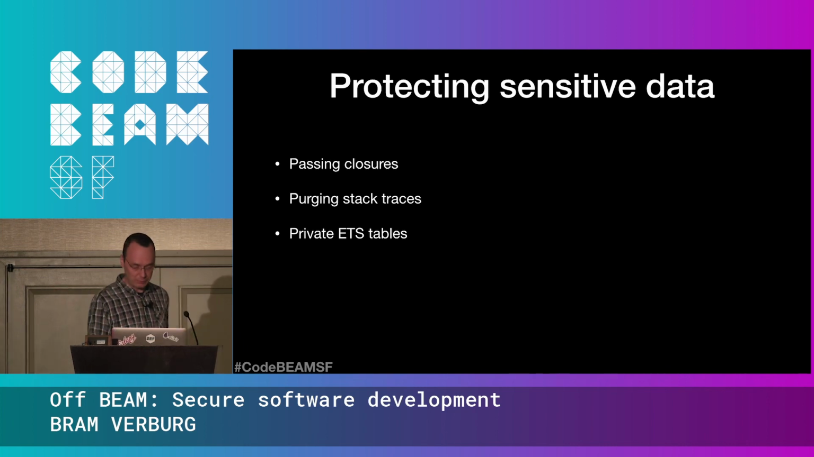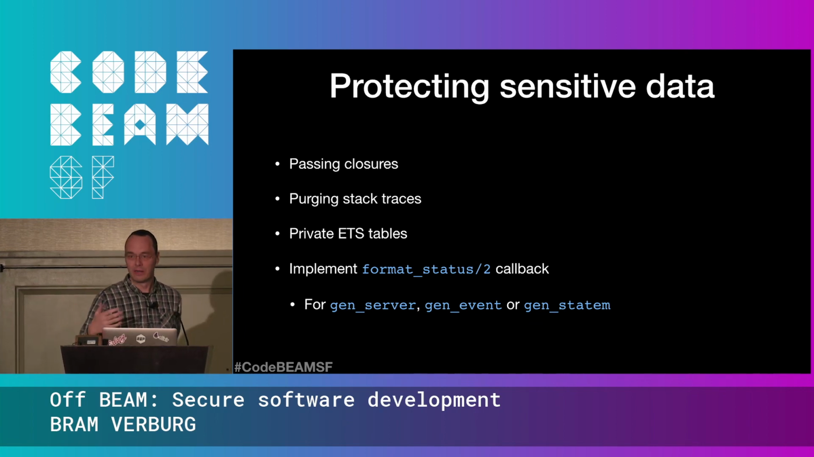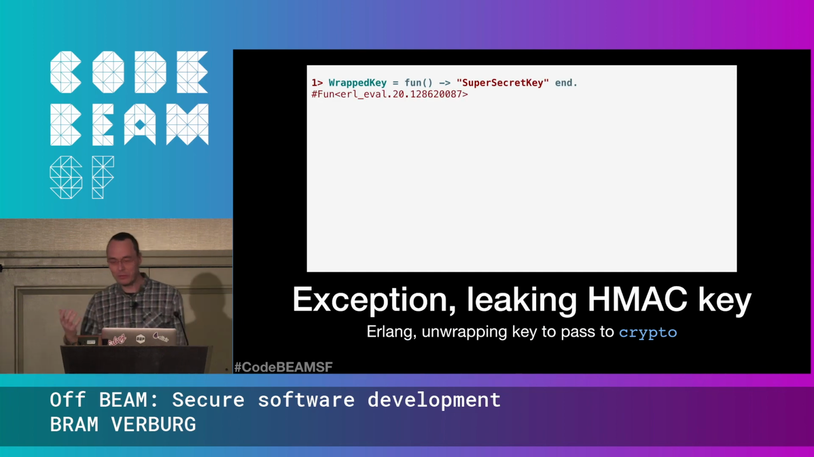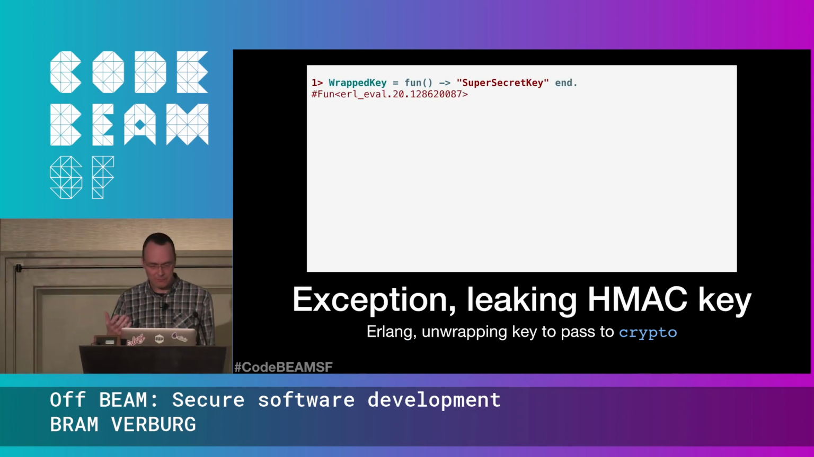A few others are private ETS tables, and the format_status callback of the gen_server, gen_event, and gen_statem behaviors, which lets you filter or mask certain data in your process state. But I want to talk about wrapping secrets in particular.